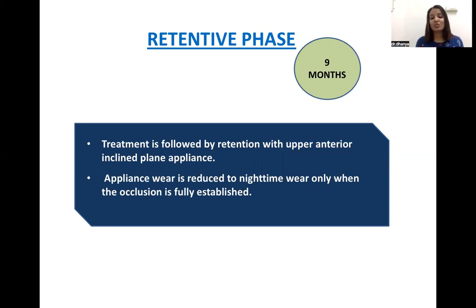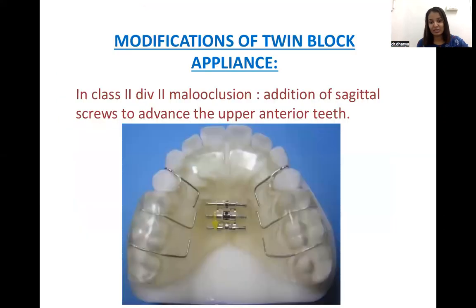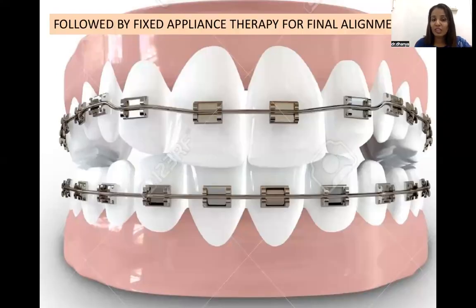Appliance wear is reduced to night time, and only when the occlusion is fully established. Okay, so this is the phase where we are not having much pressure changes, but whatever we achieved, we are trying to stabilize or retain. So that is called the retentive phase. And then later on, this is followed by any minor tooth movements and alignments, by fixed appliance therapy for final alignment. So this is how the twin block therapy is done.